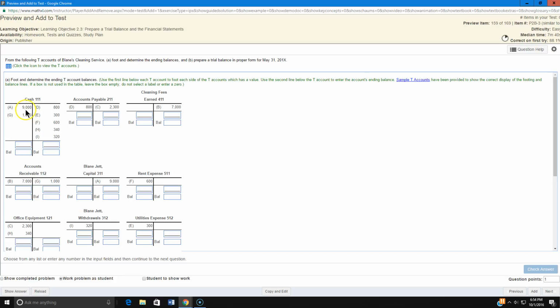So what you would tell yourself is cash is an asset. It's going up. How do you add to an asset? By a debit of $9,000. Other side of that transaction would be to go on the other side of the equation and balance it off with a credit of $9,000 to the capital account. So the transaction analysis would be add to the asset with a debit, add to the capital with a credit.